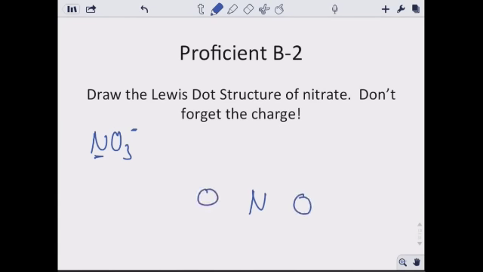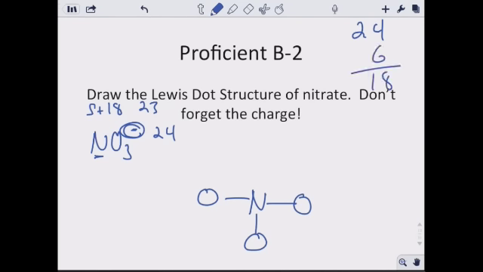1, 2, 3. Now we have to count up the number of valence electrons. Nitrogen has 5. Oxygen, which there's 3 of them, have 6 apiece. So 3 times 6 is 18. So 5 plus 18 is how many? 23. But remember, it has a negative charge, so it has 1 more electron. So 24. So we're working with 24 electrons. Next step, we bond. And so that took care of 2, 4, 6. So 24 minus 6 is 18.